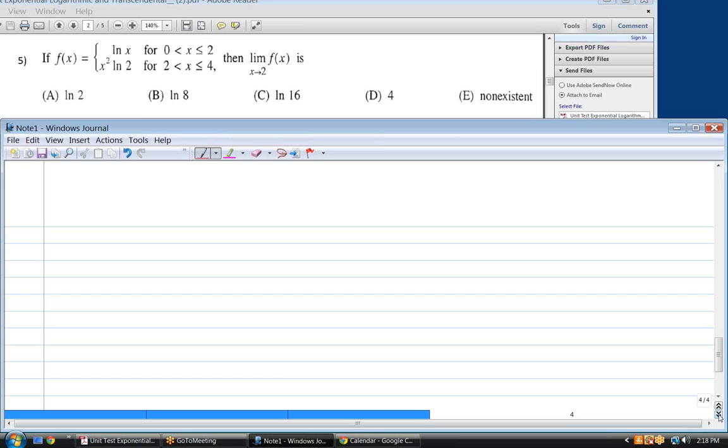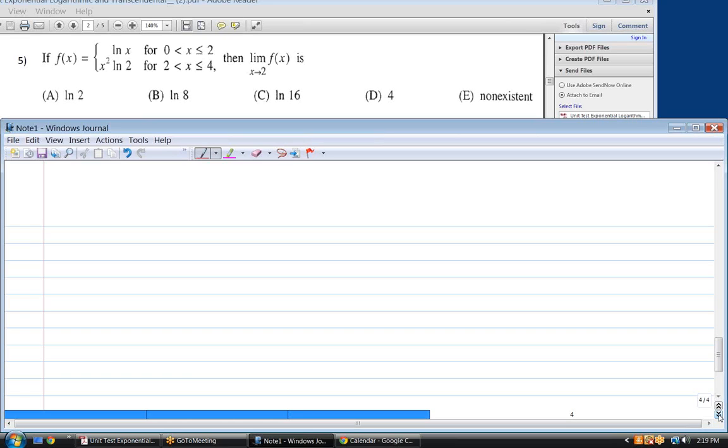What would be required for the limit of f of x as x approaches 2 to exist? What would have to be true? In other words, when we talk about the limit from the left side and the limit from the right side, for the limit to exist, they have to be equal, correct? Yes.